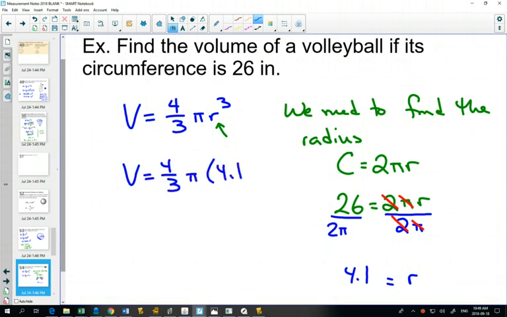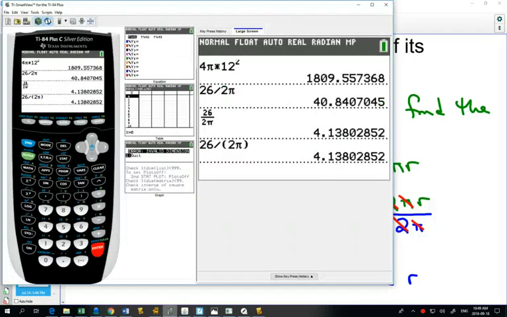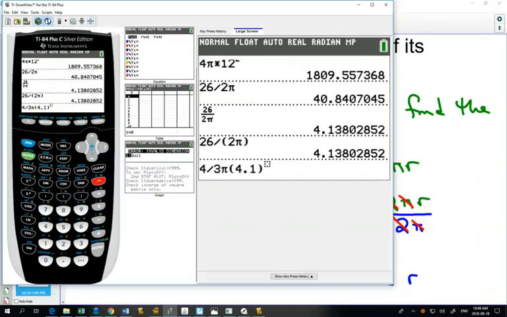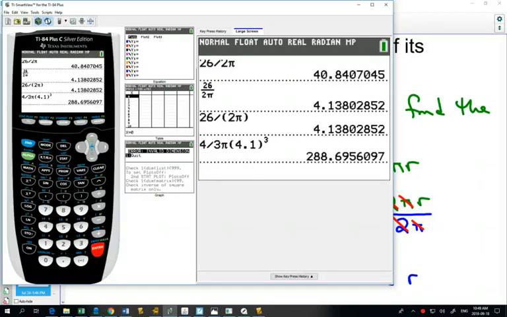put in 4.1 and cube it, go to their calculator and put in 4 divided by 3 pi bracket 4.1 bracket cubed. So I've typed in everything right, and I get my answer to be 288.7. Now I want to show you why this isn't quite right. Because I rounded early with the 4.1, that creates some errors with my final answer.